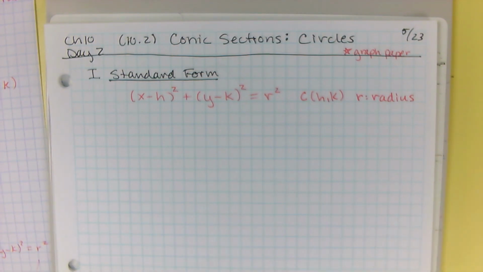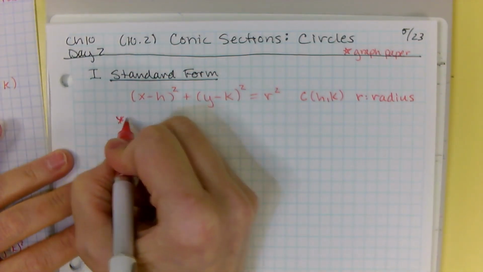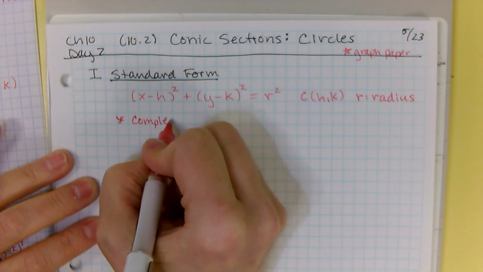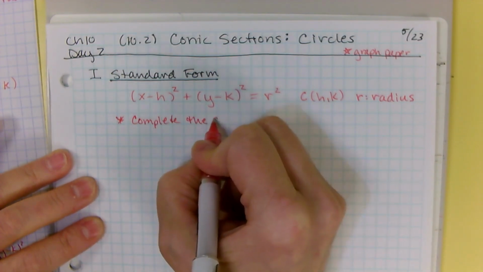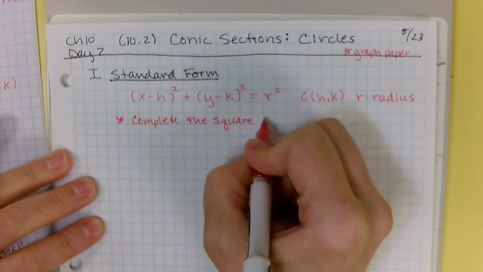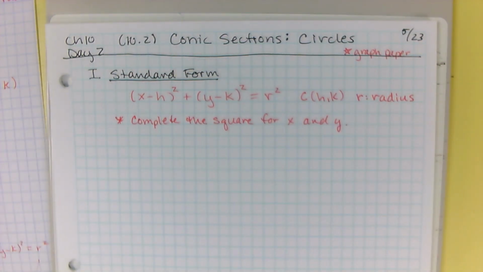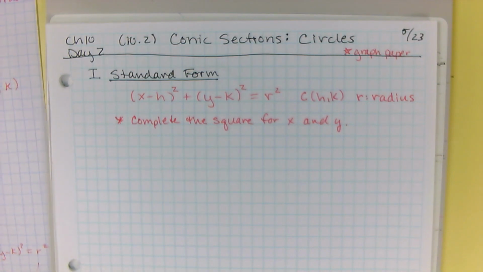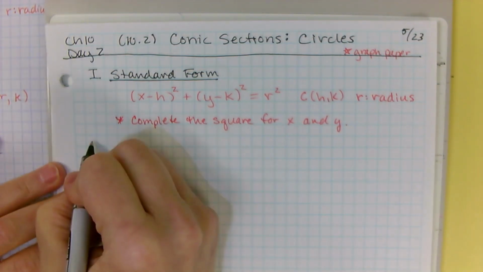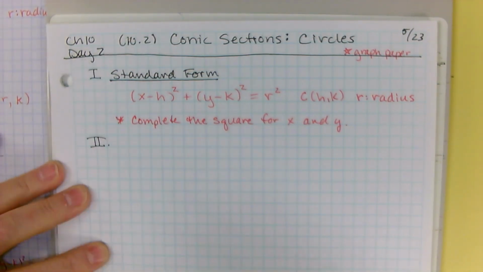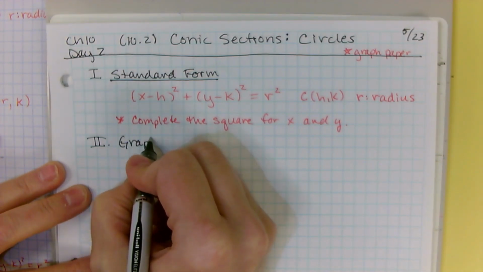So how do you put it into standard form? Basically, you complete the square for x and y. And we will have time to work on completing the square for x and y. All right, Roman numeral 2, graphing.